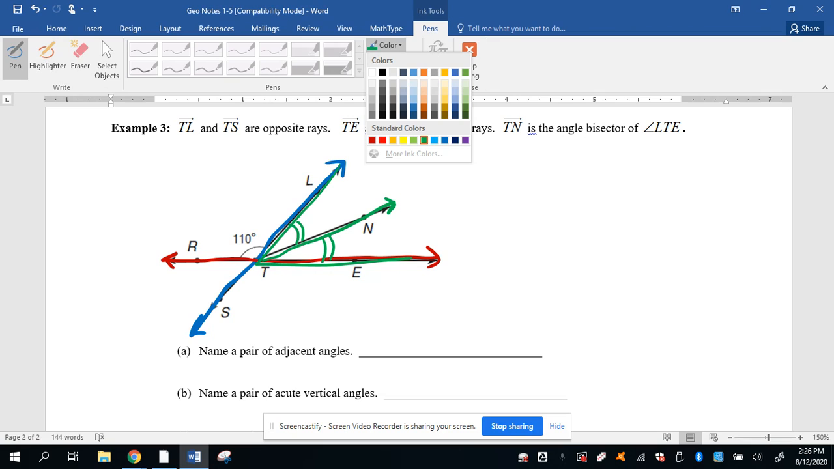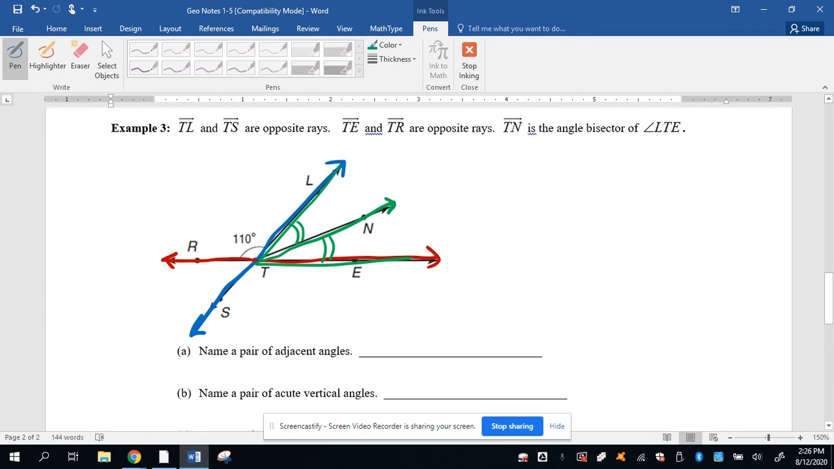So a new vocabulary word, adjacent angles. Adjacent angles are angles next to each other that share a side, meaning they share a ray. So a pair of adjacent angles would be like these two green angles, or this 110-degree angle with this angle.